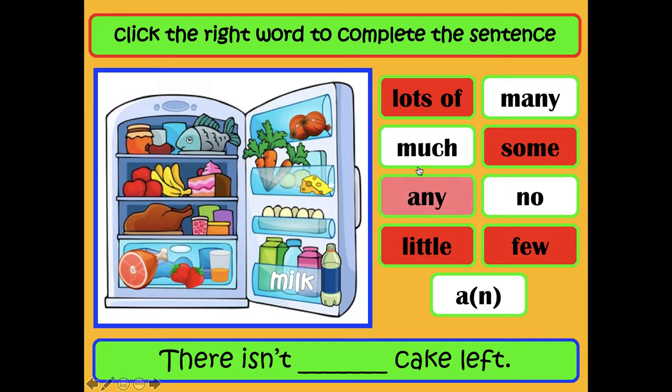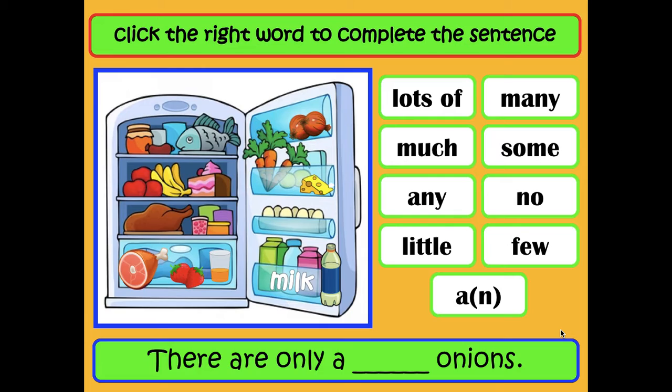We have any? No. What about with much? Yes, there isn't much cake left. We have not much cake here. The next one is that there are only onions. We have the onions here in the fridge and we need to look for them.